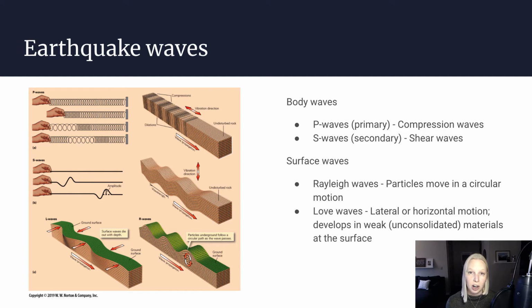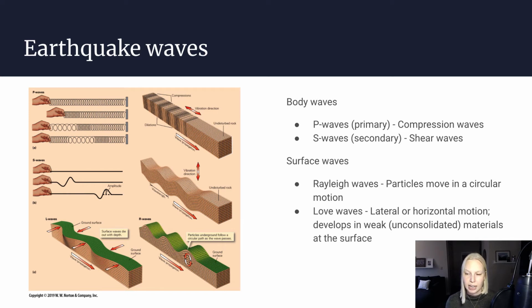These are the ones that occur on the surface of the earth, and they include what we call Rayleigh waves and Love waves. Rayleigh waves move particles in a circular motion. These are also called R waves sometimes. These look similar to S waves, but they're actually a rotational or circular motion, and that can cause a lot of damage to buildings and structures.